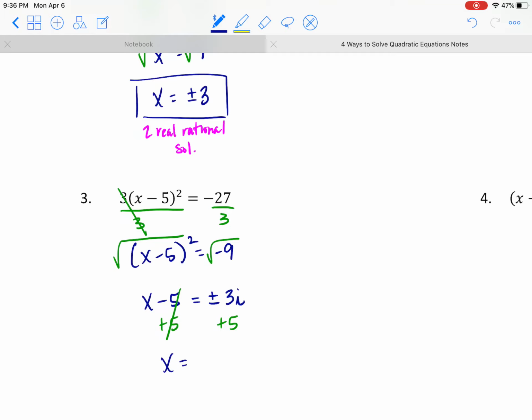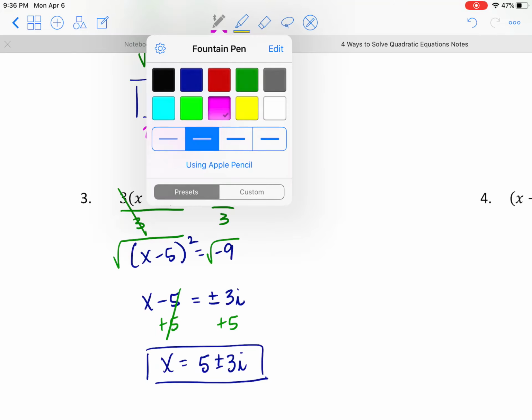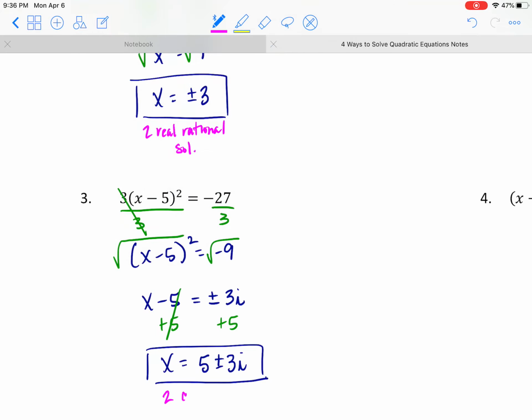X isn't by itself. There's still a minus 5 there. So we're going to take one more step. We're going to add 5 to both sides. That cancels. And x is going to equal. Now, can I really add 5 to 3i or negative 3i? Well, we looked at yesterday, not like terms. I can't put reals and imaginaries. I can't actually combine them. So I'm going to leave the 5 separate from the plus or minus 3i.